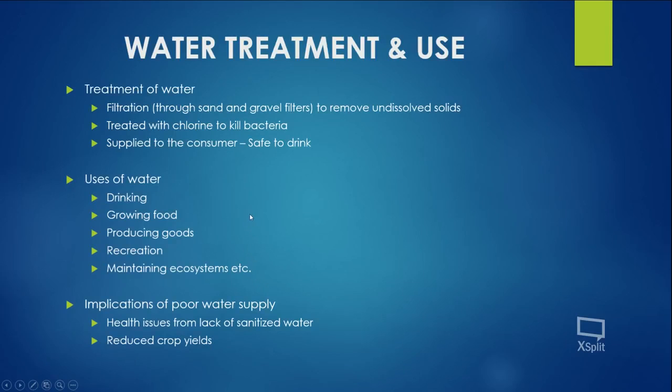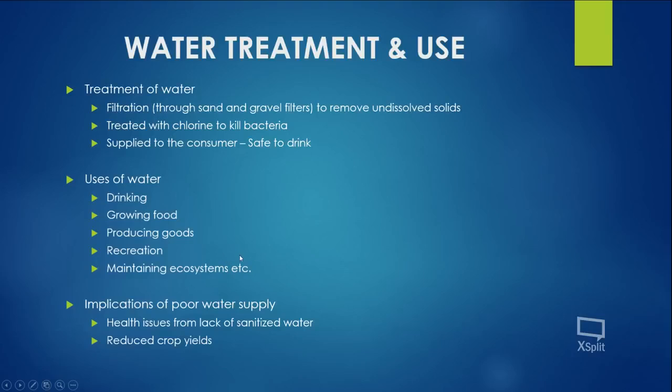So a couple of points about water. The treatment of water includes filtration through sand and gravel to remove undissolved solids from it. You can treat that with chlorine to kill off bacteria, and then you can supply that to consumers because it's safe to drink. There's a couple of uses of water, and many of these are self-explanatory and common sense, but you can use it for drinking, growing food, producing goods, recreation even, maintaining ecosystems. There's a whole lot that you can list here.